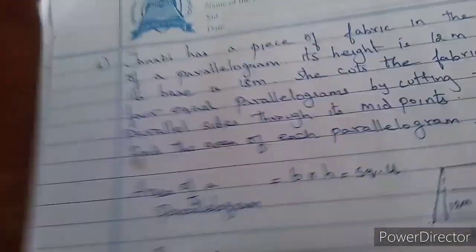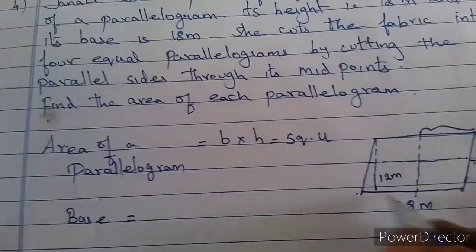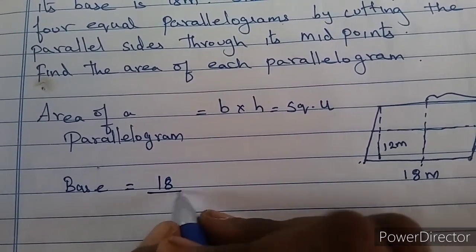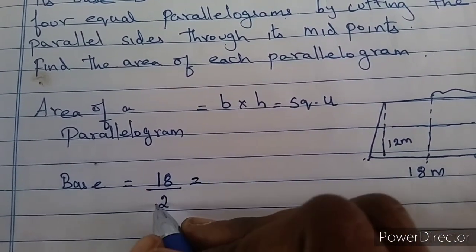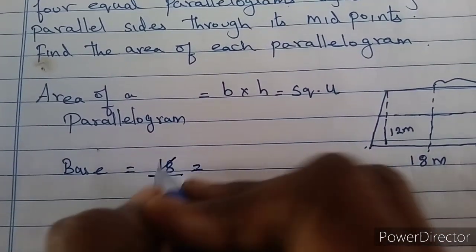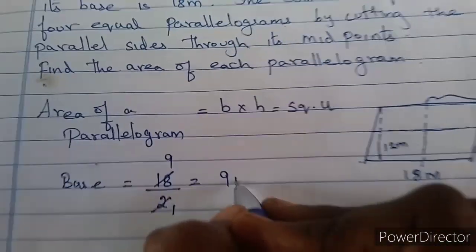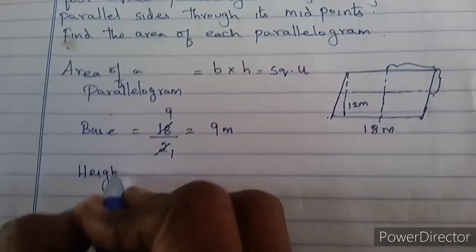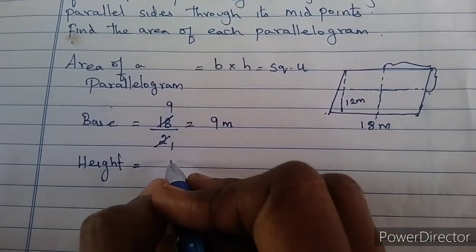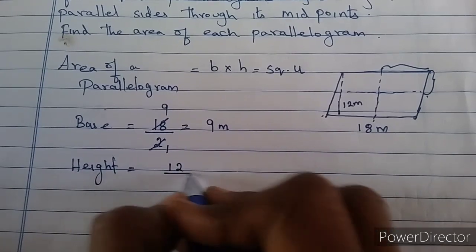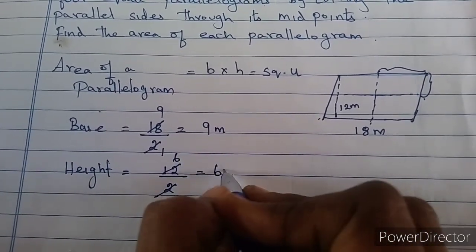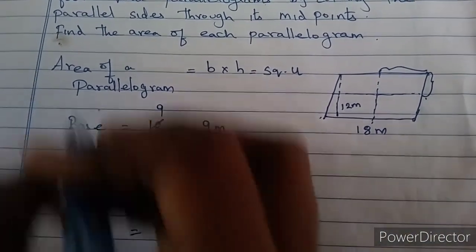Here base is, what is the whole base? 18. Make it as half. So 2 1s are 2, 9s are 9 meter. Next one, same like that. Height equal to 12 divided by 2, 6 meter. Now what is the formula?